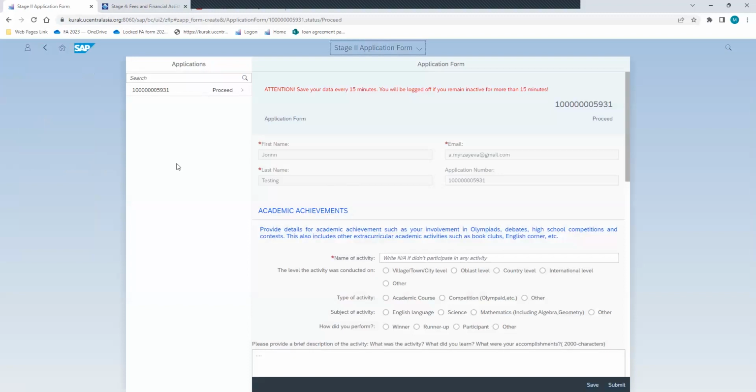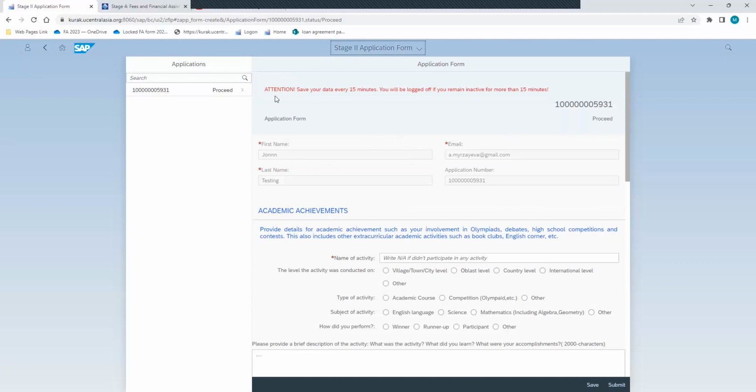Now I click the second stage application form, and first of all, I have to pay attention. There is a message which tells me to save my data every 15 minutes. You will be logged off if you remain inactive for more than 15 minutes. Surely it means that if you have half filled your application, then due to some reason you stopped filling the data and came back to your application, let's say after 60 minutes, then you will be logged off and you will lose whatever you have typed there.